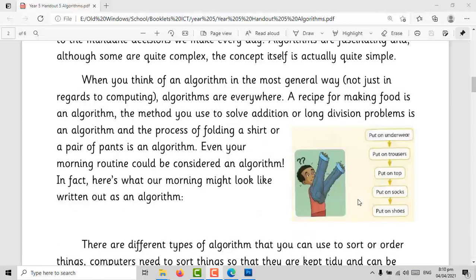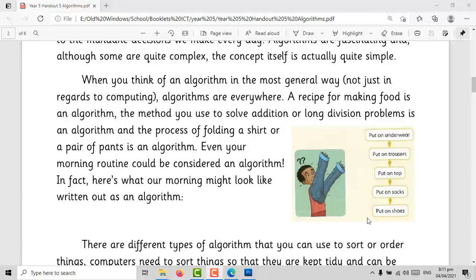Okay, think of an algorithm as it could be a recipe of making food, okay? Or it could be the way you solve a mathematical problem, yeah? A division problem, an addition problem, or how you fold a shirt. Even that can be considered an algorithm. Even your morning routine.